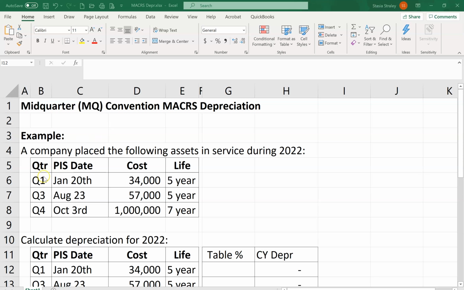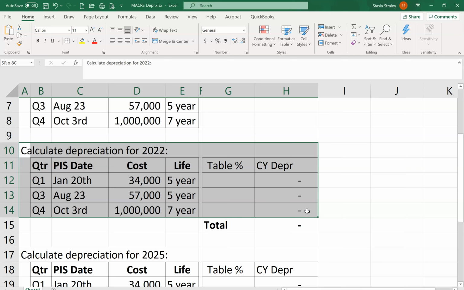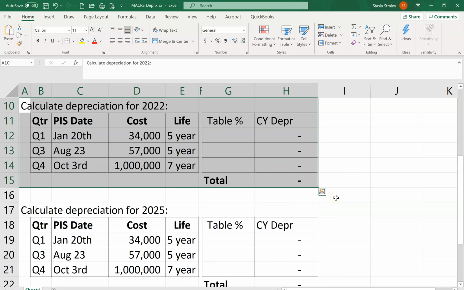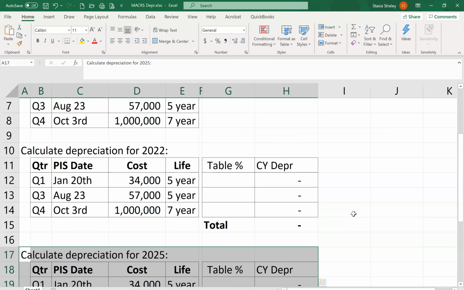So for our example, we have a company that placed the following assets in service during 2022. In quarter one, they placed an asset in service for $34,000. In quarter three, they had a $57,000 asset, and then in quarter four, they have a $1 million asset. So we're going to calculate the depreciation for 2022, which is the first year that they placed the assets in service, and then we're going to calculate depreciation for 2025, so a couple of years later.